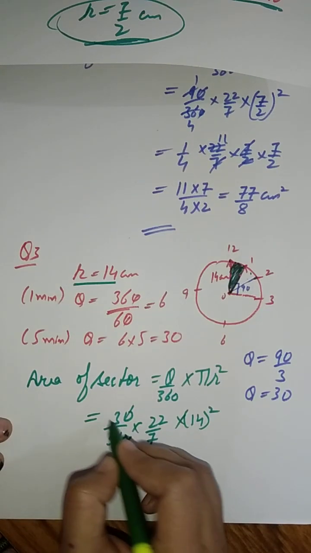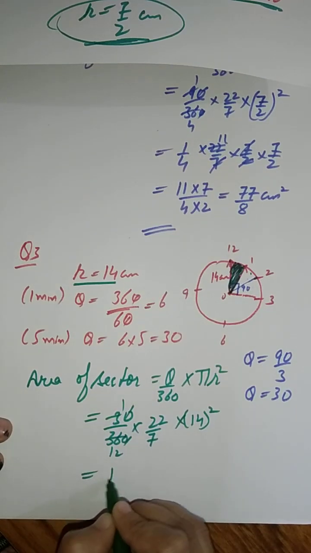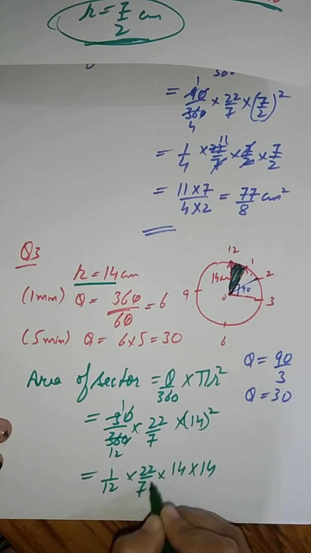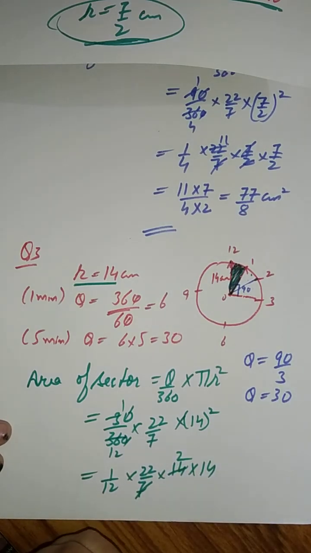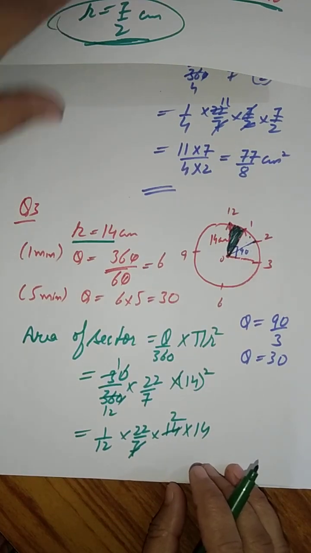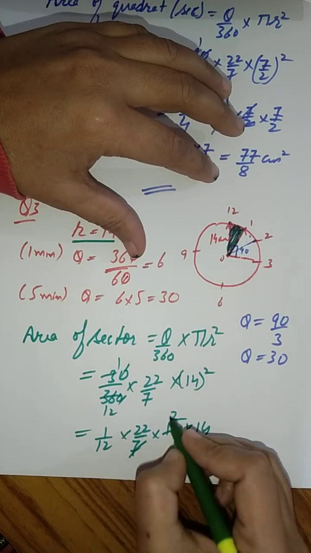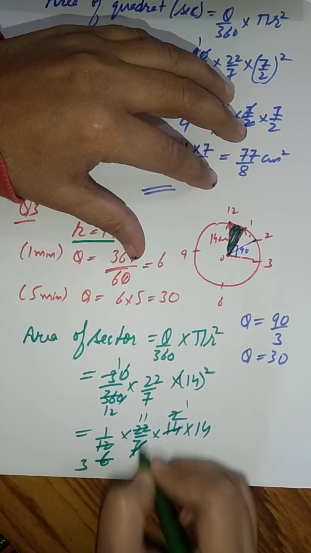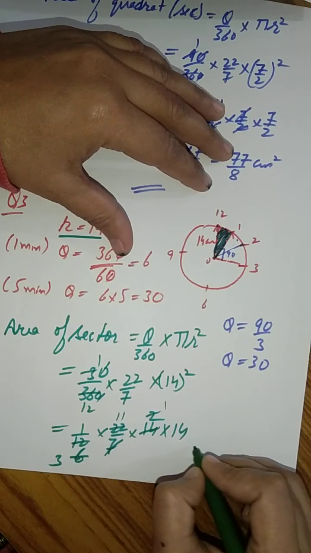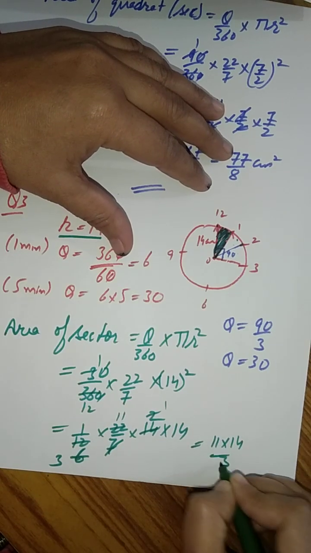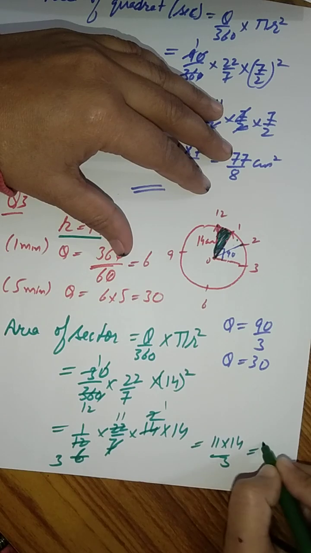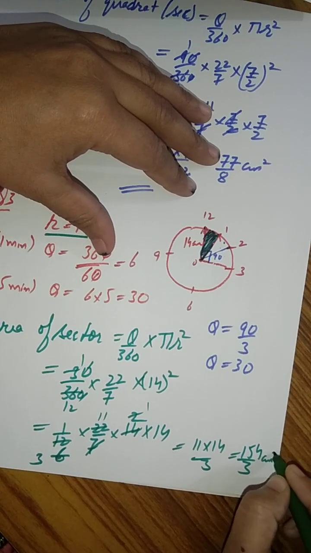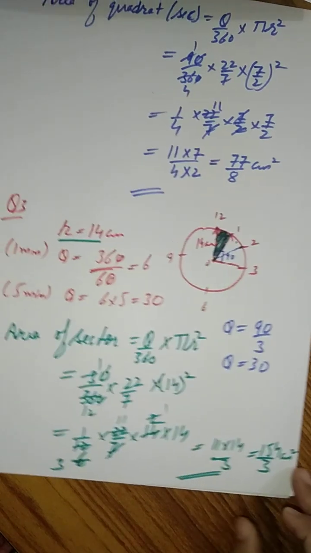0 and 0 will be cancelled. 3 into 1 and 3 into 12. So you will get 1 by 12, 22 by 7, 14 into 14. 7 into 2 is 14. You can do cutting with 2 also, so here you will get 2 into 1 and 2 into 6. Again with 2, 2 into 3 and 2 into 11. So what is left here? 11 into 14 by 3. So it will become 154 by 3, and units are centimeter square. This is the answer.